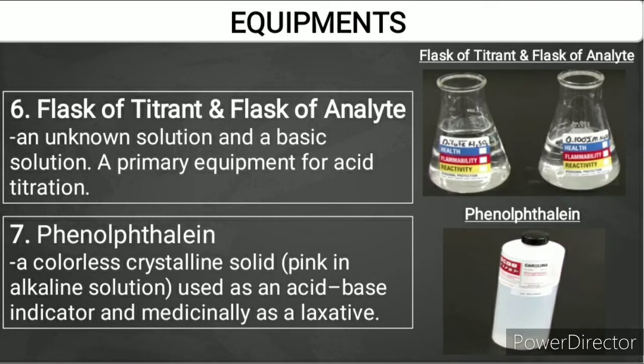Sixth equipment, flask of titrant and flask of analyte, an unknown solution and a basic solution, a primary equipment for acid titration. Seventh equipment, phenolphthalein, a colorless crystalline used as an acid-base indicator, colorless in acidic solution and pink in basic solution.